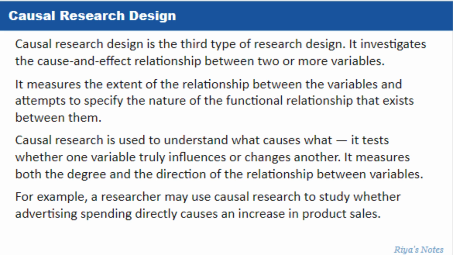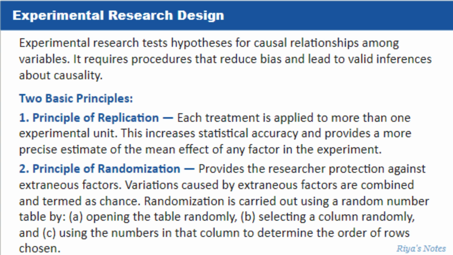It tests whether one variable truly influences or changes another. It measures both the degree and the direction of the relationship between variables. For example, a researcher may use causal research to study whether advertising spending directly causes an increase in product sales. Experimental research design. Experimental research tests hypotheses for causal relationships among variables. It requires procedures that reduce bias and lead to valid inferences about causality.